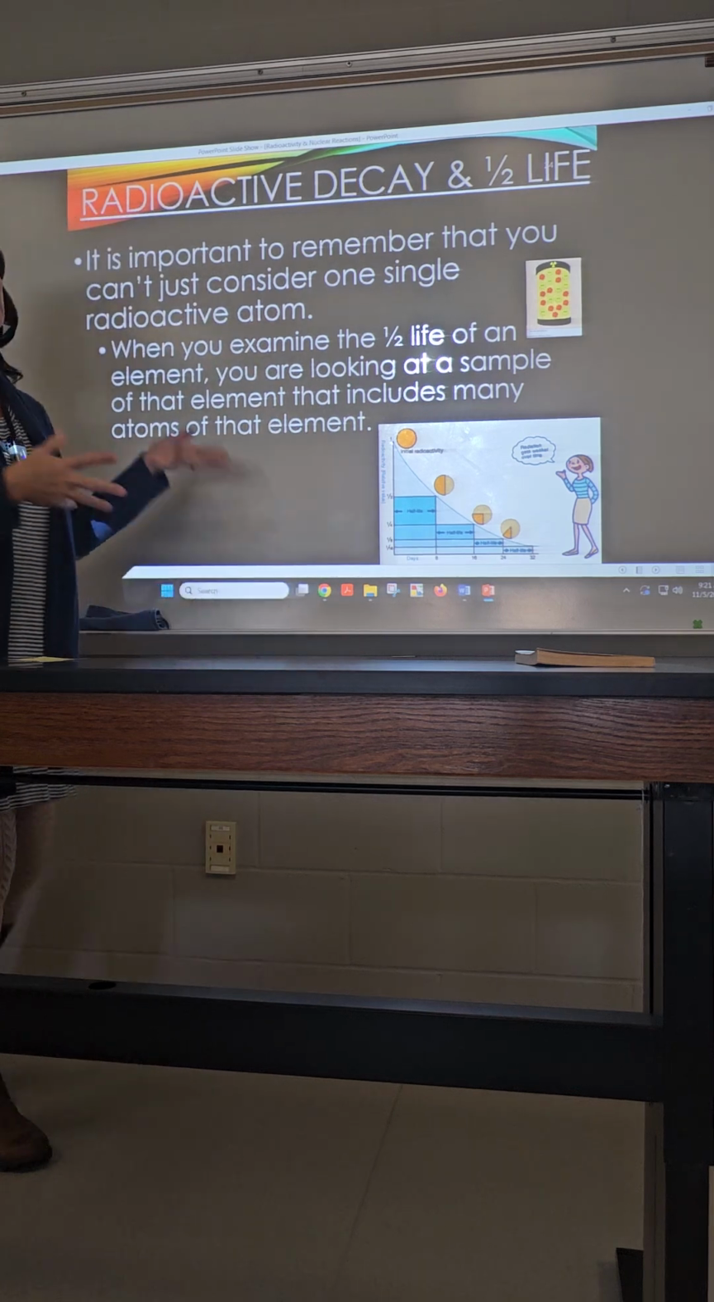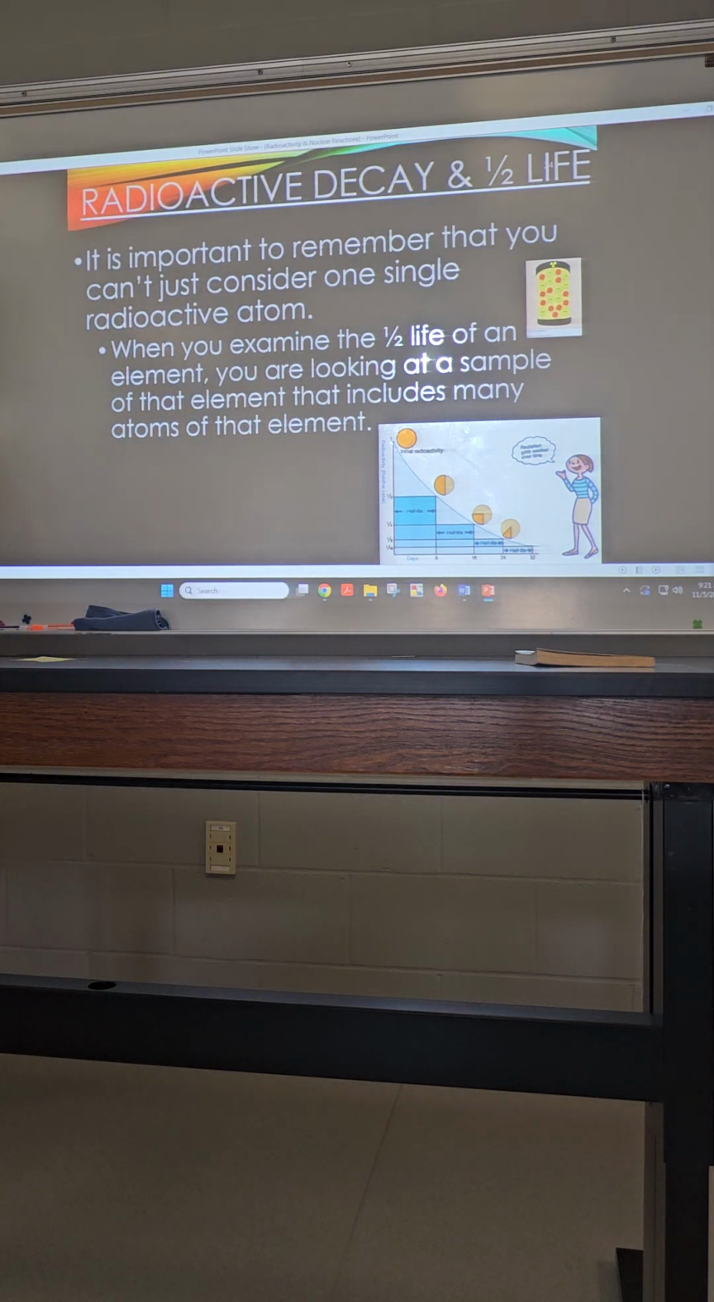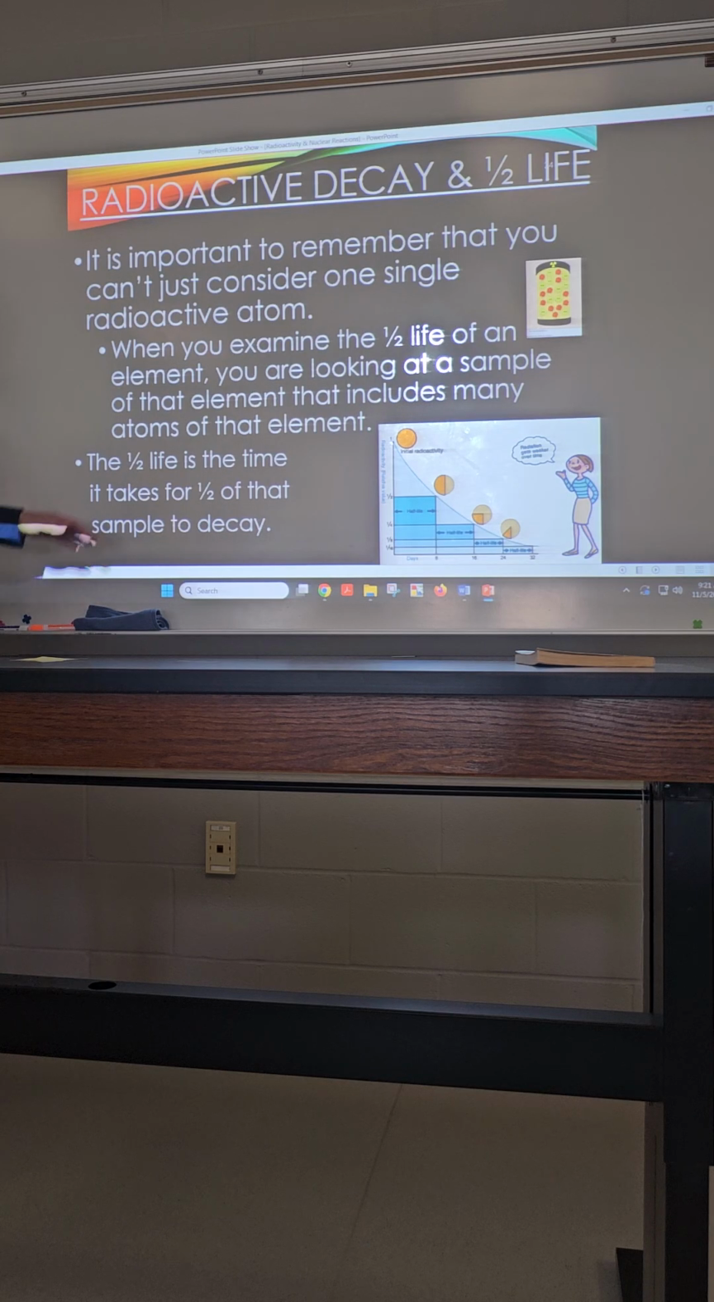All right, whether it's days, hours, minutes, years, it goes like clockwork. And the half-life is the time it takes for half of that sample to decay. So we don't care how much of the sample you started with, cut it in half, that amount of time is the half-life.